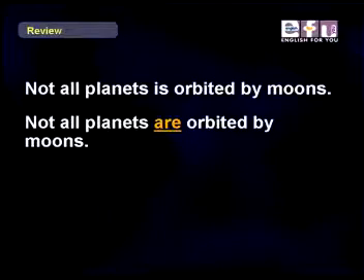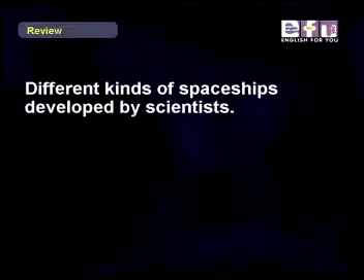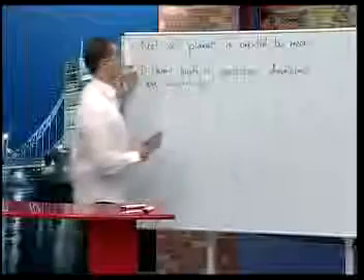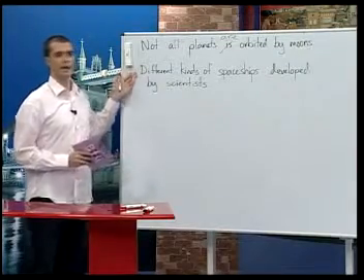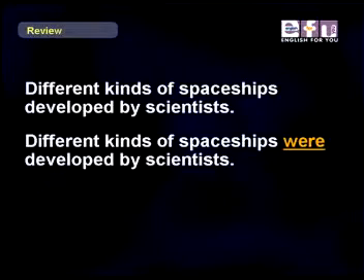Not all planets are orbited by moons. Good. Lewis, you can do this one. Different kinds of spaceships developed by scientists. Different kinds of spaceships were developed by scientists. Right, because there's no verb here at all. We have the past participle but no verb to be. So different kinds of spaceships were developed by scientists.